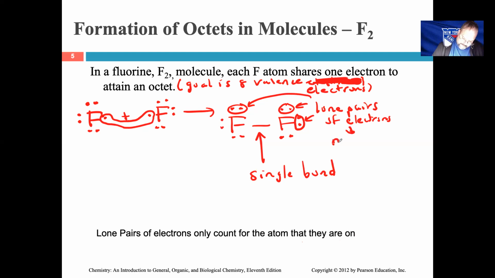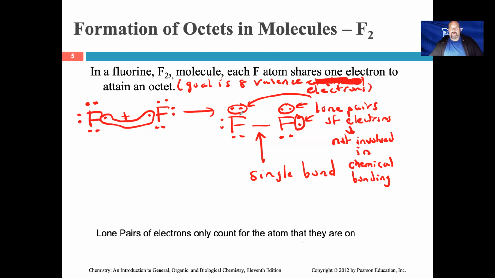Well, lone pairs of electrons are not involved in chemical bonding. And for fluorine, none of the other electrons really want to participate in chemical bond formation, because if they share one each, they go from 7 valence electrons to 8. Now, one thing to keep in mind, and that's on the bottom here, is the fact that lone pairs of electrons only count for the atom that they are on.